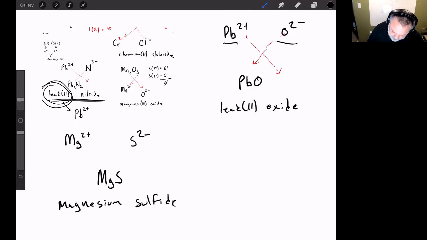This one's going to be a real challenge. What do you think about this one? When I say that magnesium is predictable, what I mean is that magnesium is a group 2 cation, and group 2 cations always have the same charge, so it's always 2+.